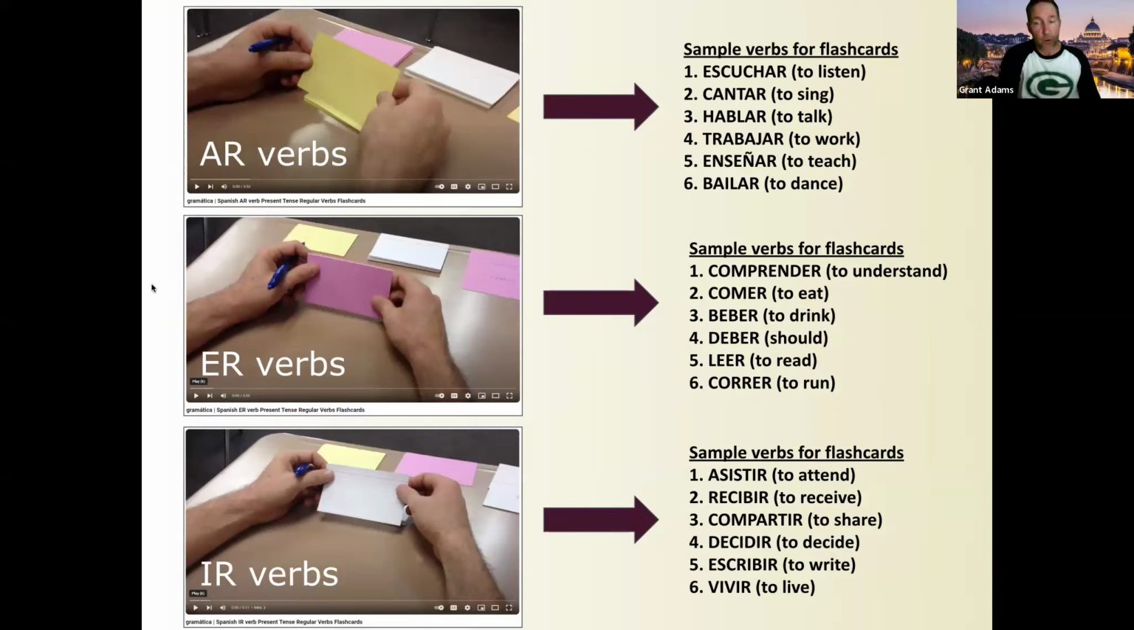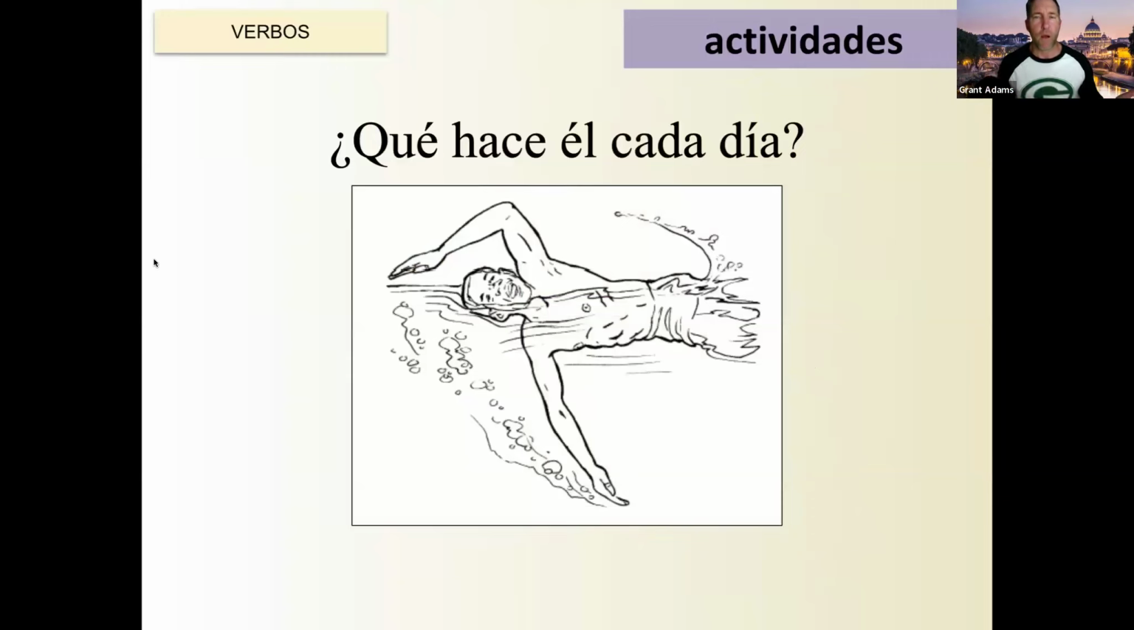And I have sample verbs to use in your flashcards. My videos only use 3 verbs, but here's 6 of them per type of verb that you can use. Okay? Muy bien. Perfecto. A practicar.